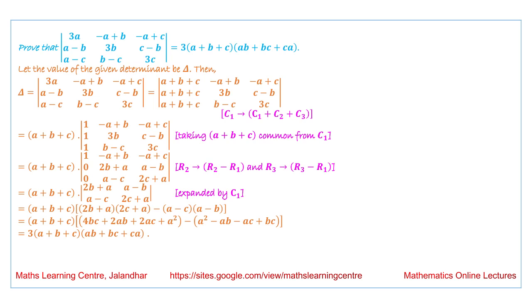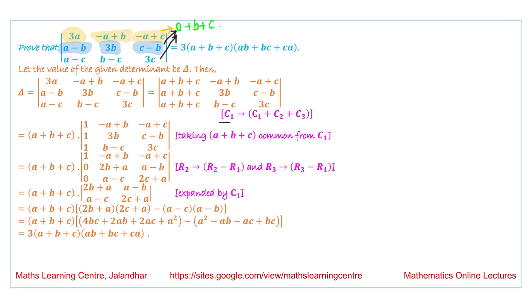In this question we look at this determinant over here. Now this element over here is 3a, this is minus of a plus b and this is minus of a plus c. So if we add all these values, the answer we obtain will be a plus b plus c. Similarly, if we look at the elements of the second row, it is a minus b, this is 3b and this is c minus b. Again, if we add these values, the answer we will obtain is a plus b plus c, and similar is the case with the third row. We will get the answer as a plus b plus c.